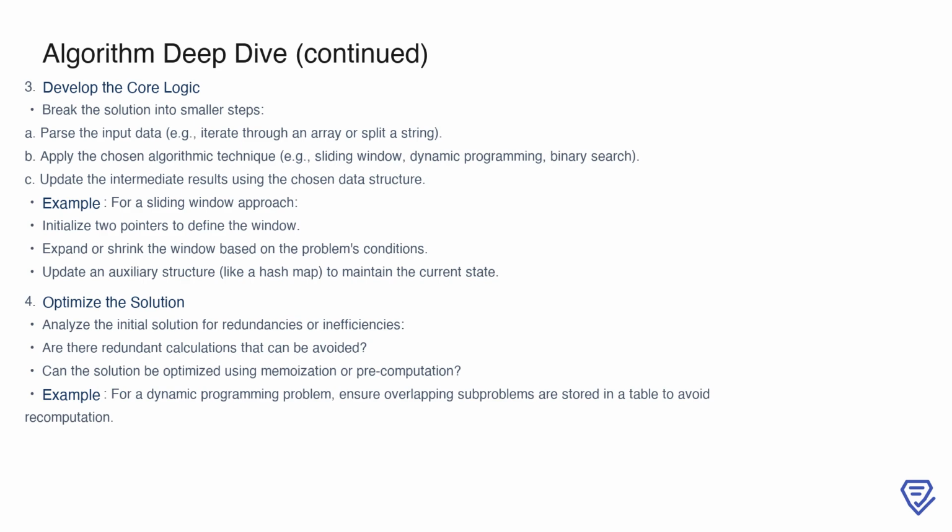After building an initial solution, focus on optimizing it. Look for inefficiencies or redundant calculations. Techniques like memoization or pre-computation can help streamline the process. In a dynamic programming problem, for example, storing solutions to overlapping subproblems ensures you don't repeat work unnecessarily.